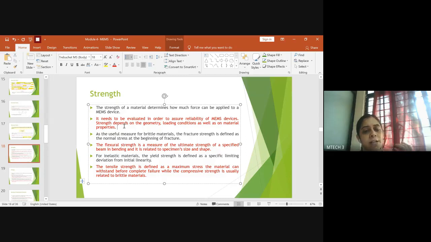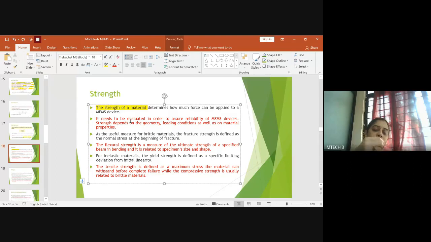But how will you evaluate that the device you have made has good strength? That also has to be determined. Here you have to think about the strength of the material we are using for making a device, which mainly determines how much force can be applied to a MEMS device. You cannot blindly make a device and throw 100 kilonewton on it. Can it withstand? No, it becomes scrap.